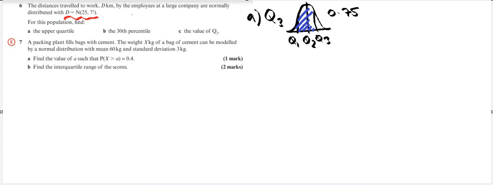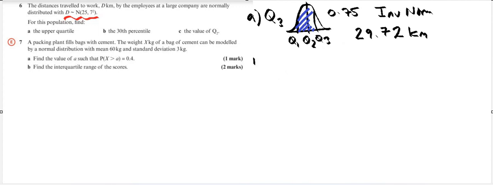Now I've got my area and I want to find a value. So I'm going to do an inverse normal. So go to calculator, pick distribution, pick 3 for inverse normal. The area is 0.75. The standard deviation is 7, and our mean from the question is 25. Enter that, and it gives me a value of 29.72. So that means that this is in kilometers, because remember, this is D, the distance they travel to work.